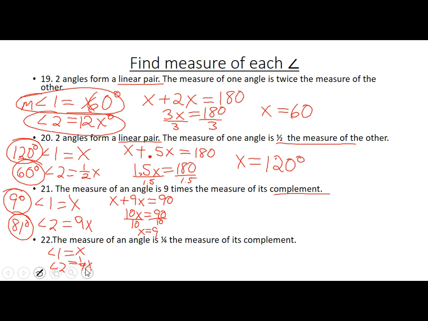Anybody just figure it out by using their head? What'd you get when you just figured it out by using your head? 72 and 18. Now let's make sure. So we said one of them's 1/4 the other one. So that means if we times this 18 by 4, what should we get? The other one, right? What's 18 times 4? Is that 72? Yeah.